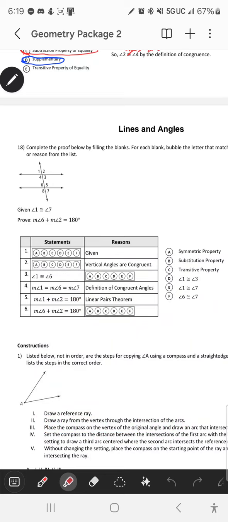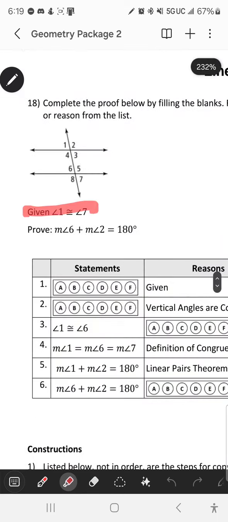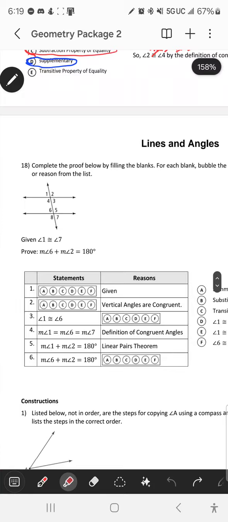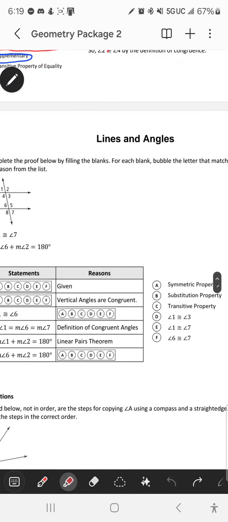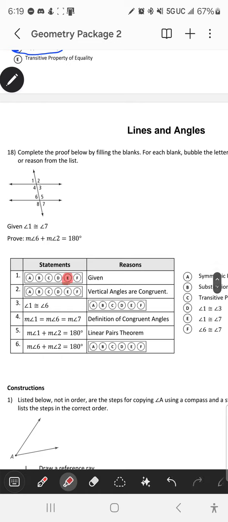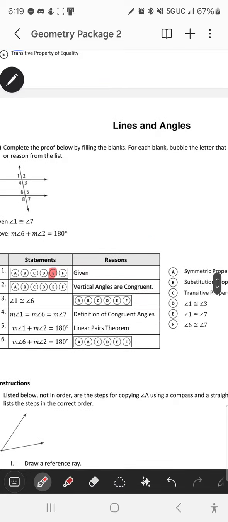The first is the given, and as we can see, the given is just angle 1 congruent to angle 7. So I'm going to my list. I see there's E, so I put E here. That's the easiest one. Now let's see the second: vertical angles are congruent. As you might remember, vertical angles are the ones that form an X or a sandwich. Let's see which are vertical angles. 1 and 3. Okay, perfect. And 6 and 7. Okay, perfect.